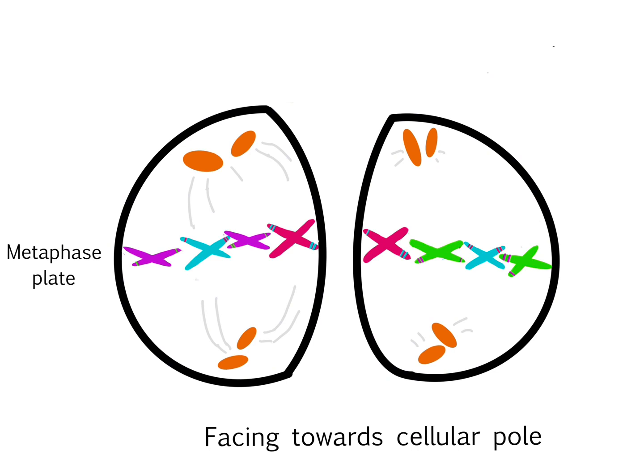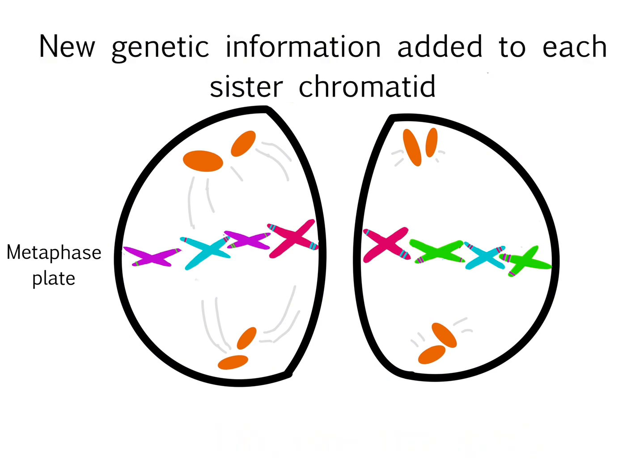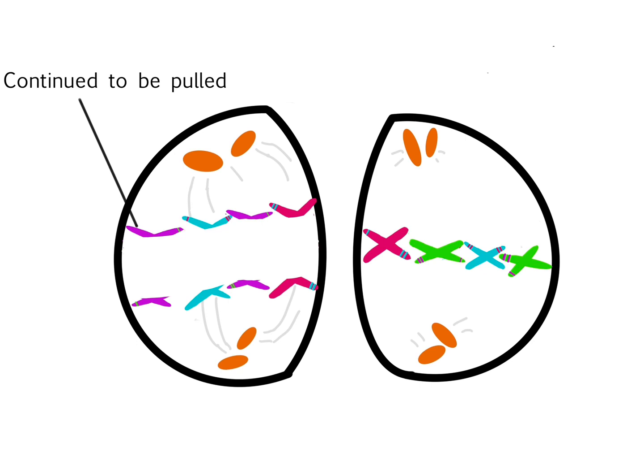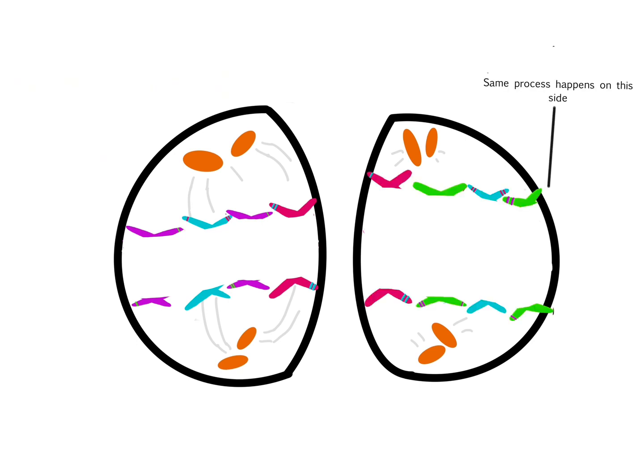Next, we see anaphase 2 occur. The sister chromatids separate and are now put into chromosome form. They are pulled away towards the cellular pole. The same process happens in both cells.